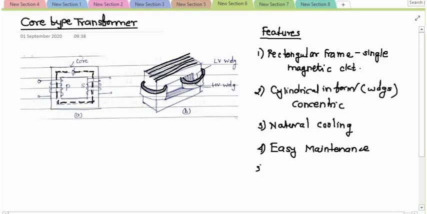So it has only one single window. It means it has a single magnetic circuit. The winding surrounds the core. Then for such a type of transformer, cylindrical windings which are concentric in nature are used, as the windings are surrounding the core and uniformly distributed over the two limbs of the core. Natural cooling is more effective in such a type of transformer and they can be provided with easy repairs.